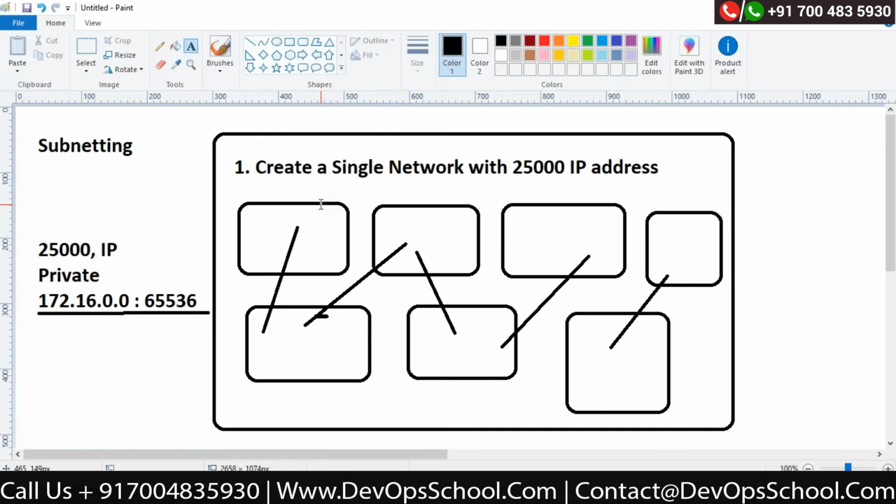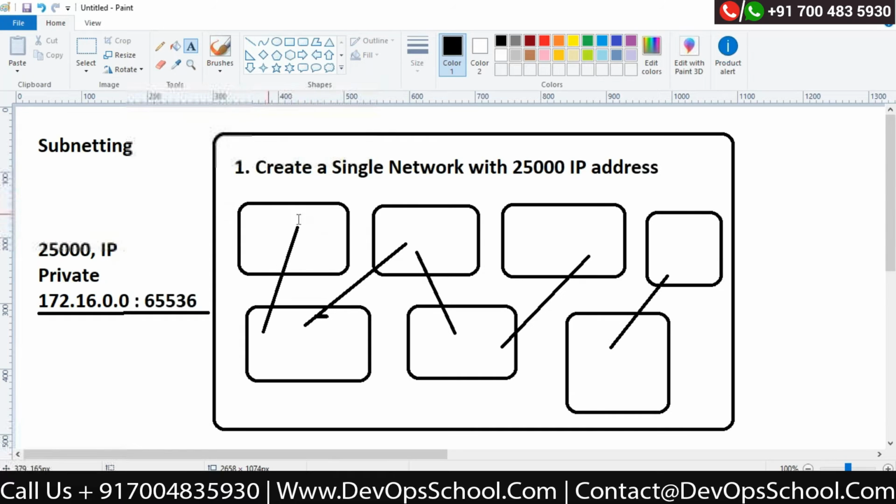But imagine if I do have 200 departments, and every department I need to give a different network, and every department has at least 300 or 400 machines. I cannot use Class C either, because there the number of networks is very high, but the number of hosts would be 256, which is very less than our requirement. Then what should I do?